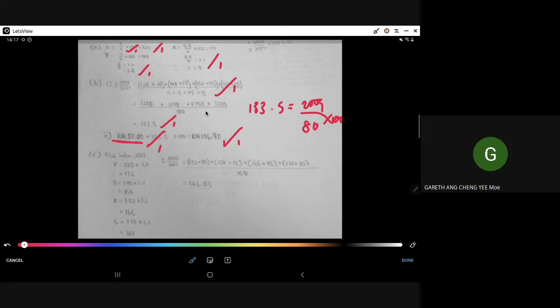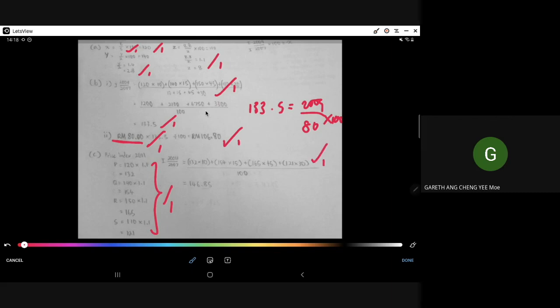And for C, it is said that we need to find the composite index for the year 2011. So I take the price index and times it with 10%. Yeah, all the price index and times it with 10%. And for P, you will get 132. For Q, you will get 154. R, you will get 165. And S, you will get 121.